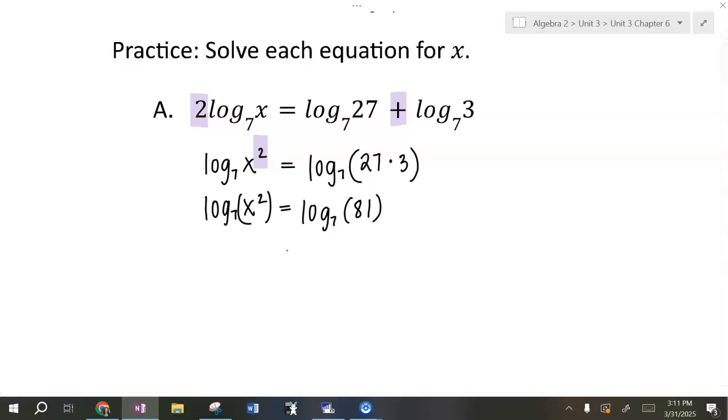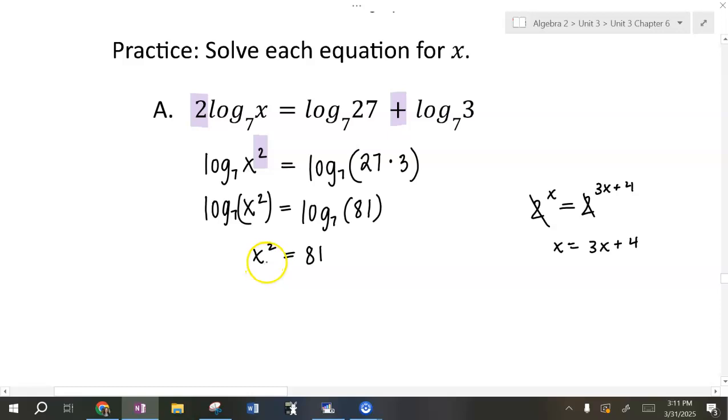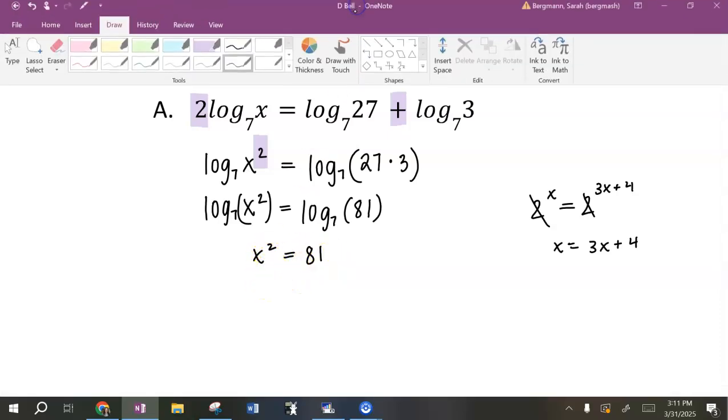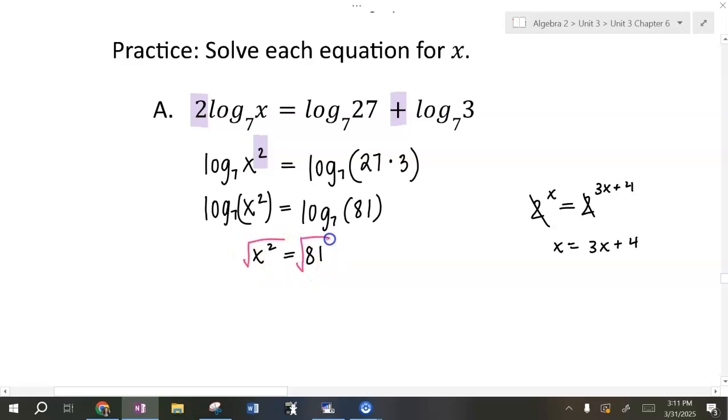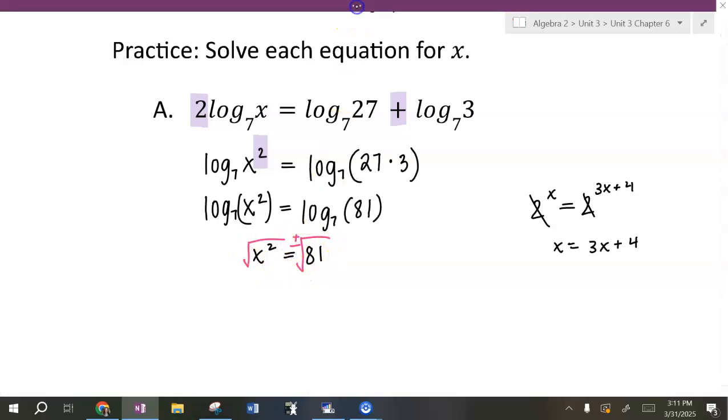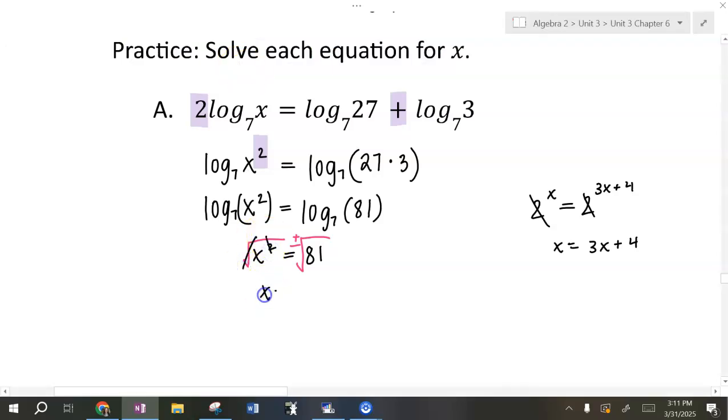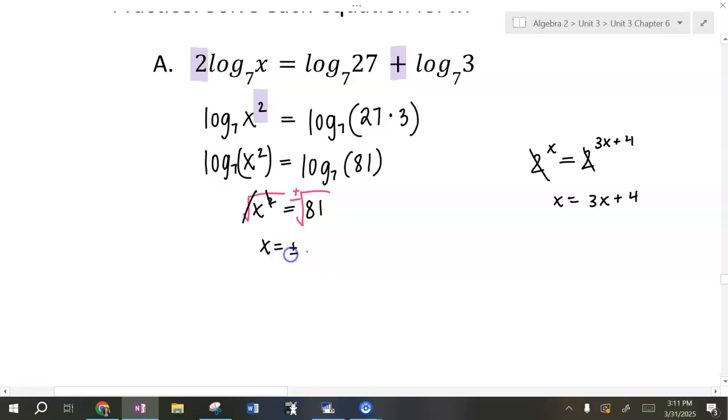Similar to how if you're doing an exponential equation and you ended up with something like 2 to the x equals 2 to the 3x plus 4, you could drop those bases and set the exponents equal. It works the exact same way with a log. If you have a log with the same base on both sides, you can drop the logs and set what's inside of them equal. So now we end up with the equation x squared equals 81, and we know that in order to simplify that and get x by itself, we're going to square root it. Whenever we square root both sides, we do plus or minus in front of the side with the number. So we get x equals plus or minus 9.